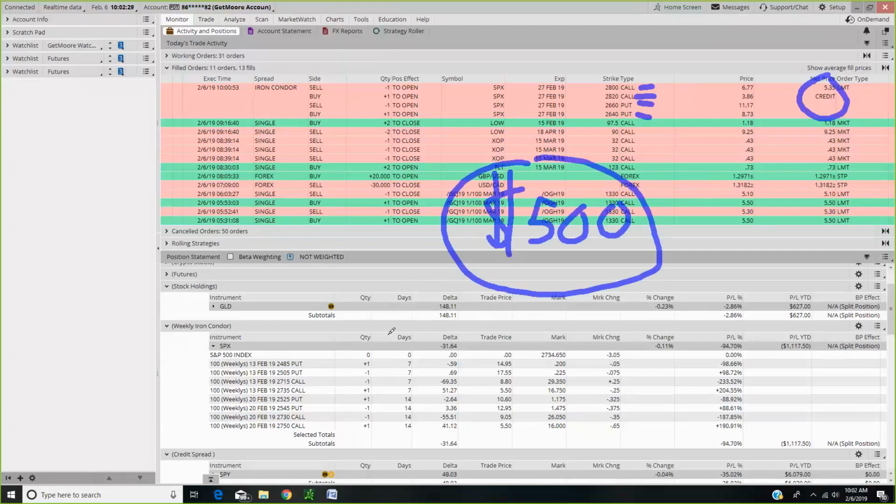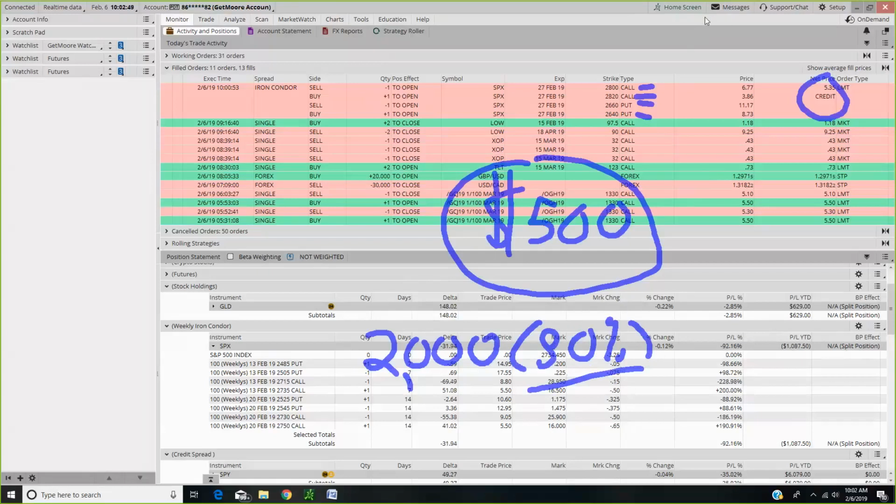Okay? So if we get $500 a week, that's $2,000 a month. Again, we have all of our other stuff, but this is just a low maintenance strategy. This is what I'm shooting for a week. And I understand it's an 80% probability.